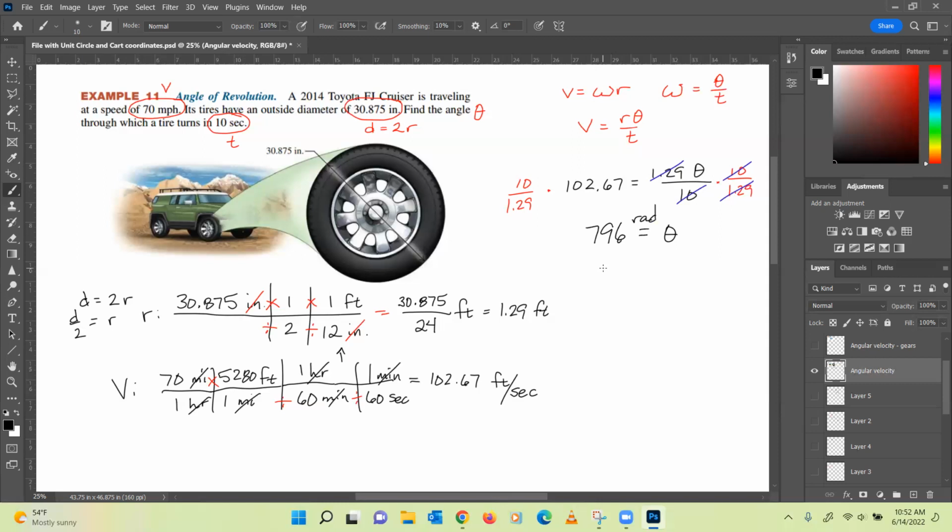That is the angle through which that tire turns in 10 seconds when you're going 70 miles per hour down the road. Pretty interesting calculation there. You can figure out how many times around the circle that is by dividing that by 2 pi. 796 divided by 2 pi is 126.7. So it rotates 126.5 times in 10 seconds.